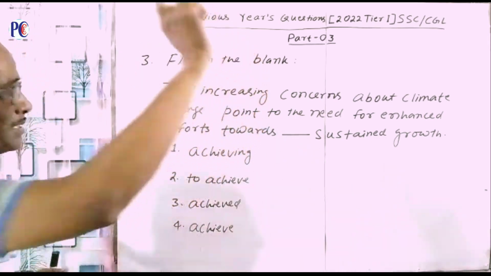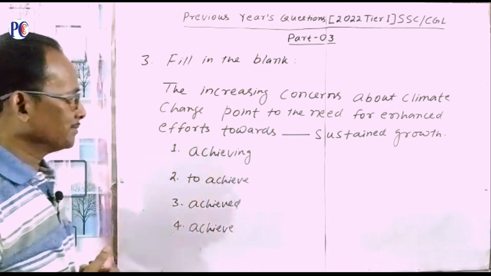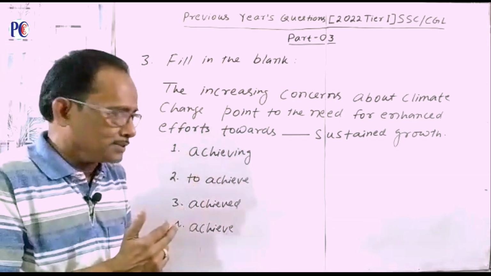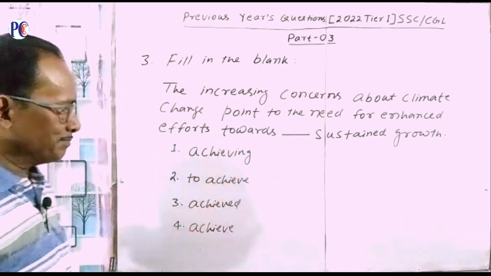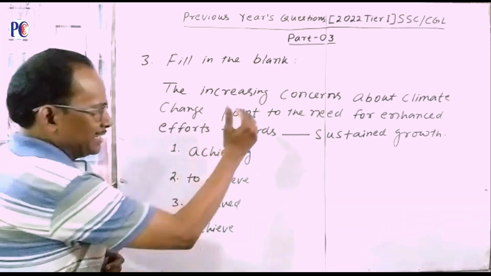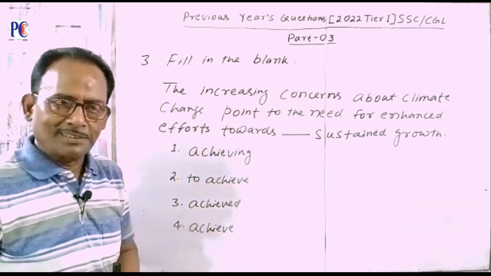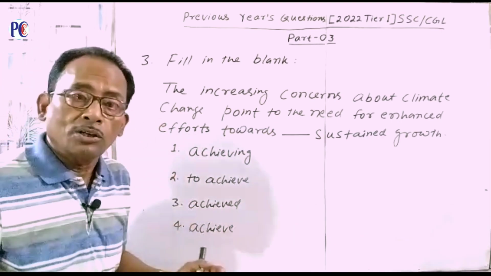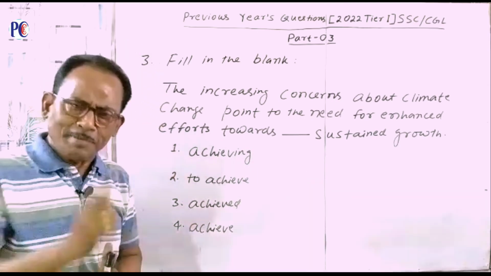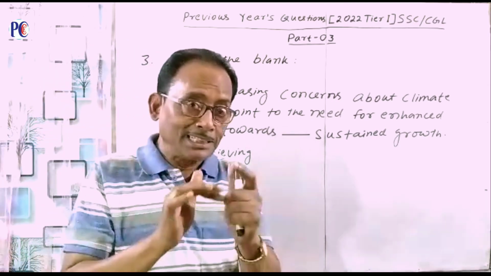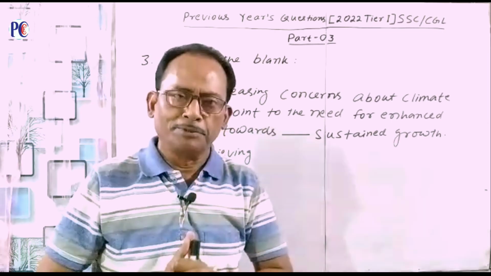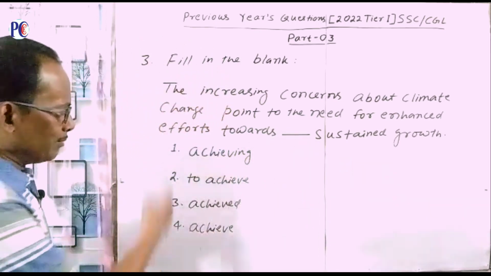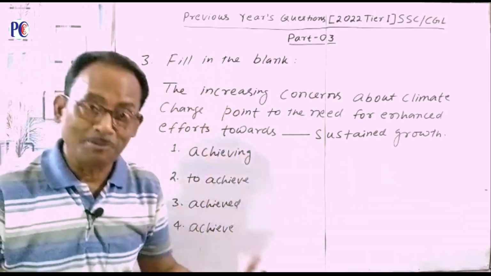The increasing concerns about climate change point to the need for enhanced efforts towards. Towards is a preposition. And the blank space, the options given are those of verbs. Remember, generally if a preposition is followed by a verb, the verb is in the form of a gerund, that is the ing form. And you have only one option in this form, that is number 1.